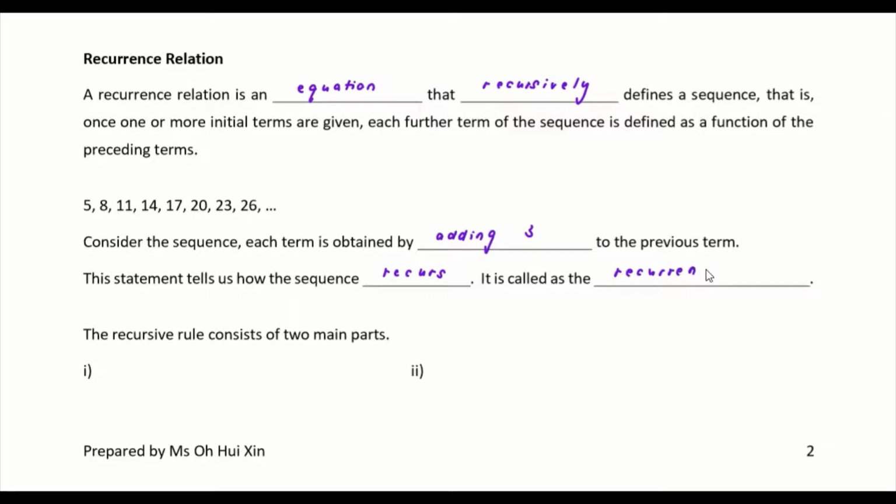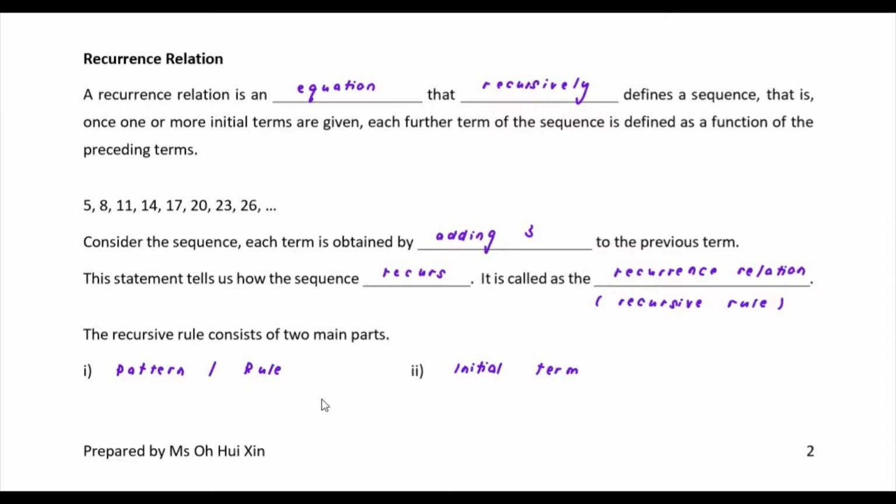Or sometimes you can see that the question actually gives a recursive rule. They are basically the same thing. You can try to write down here as well: the recursive rule. Okay, so for us to write a correct recursive rule, the recursive rule must consist of two main parts. So the first one is the pattern, or it's like the sequence or the relationship or the rule. The second thing is we must have the initial term. Okay, so that's the complete picture of a recursive rule.